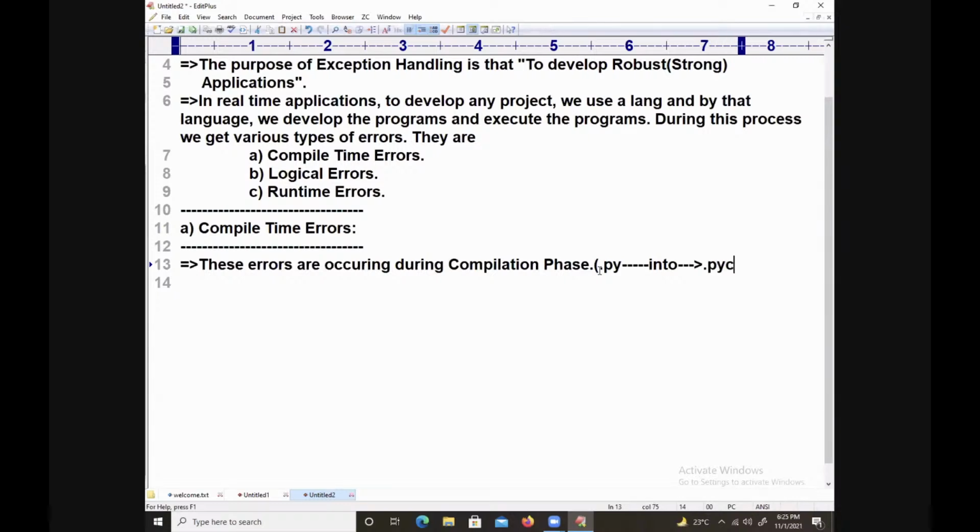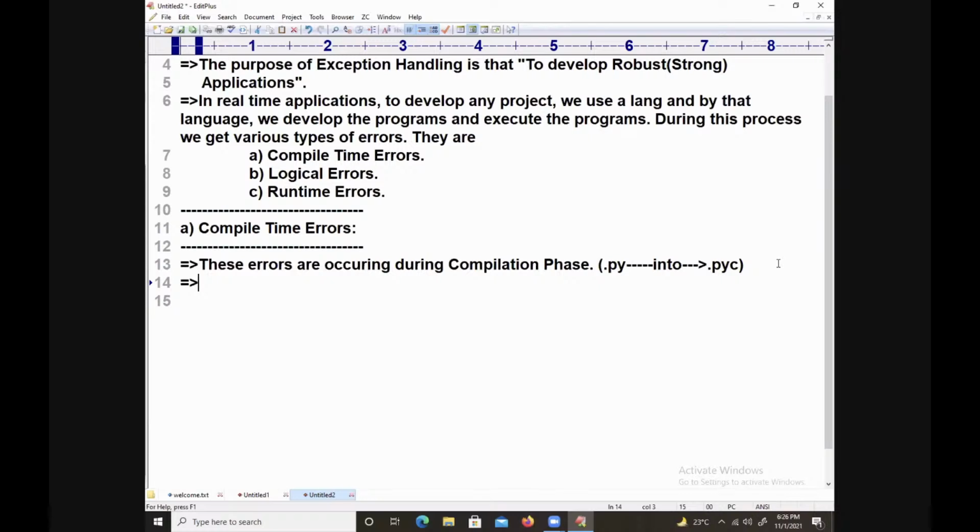.pyc. .pyc is known as which phase? Compilation phase we can call. These errors are occurring during compilation phase. Converting .py into .pyc.